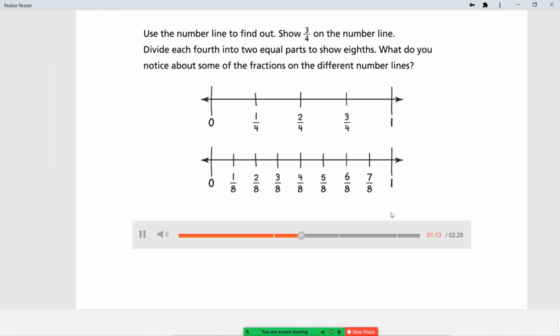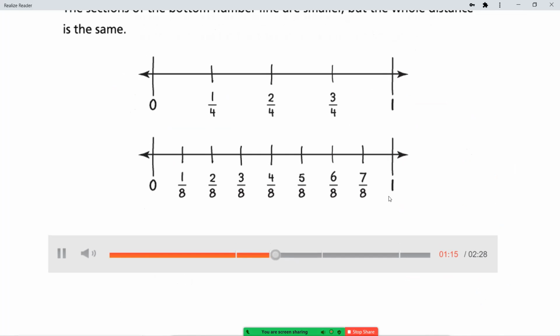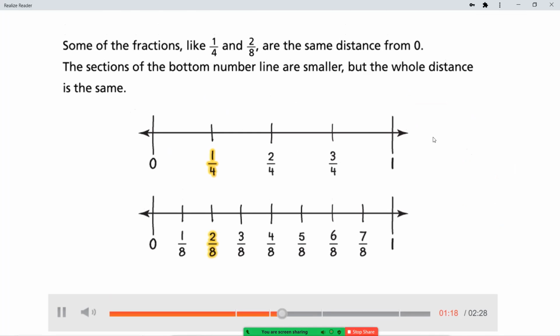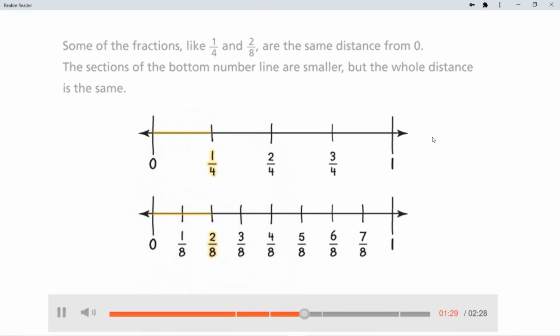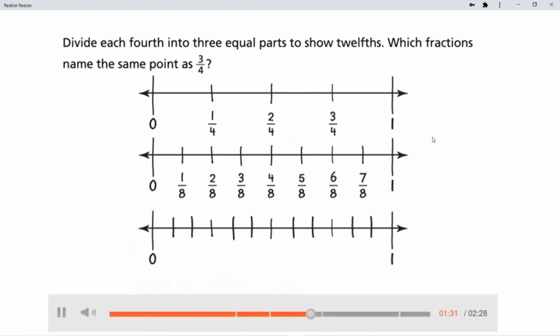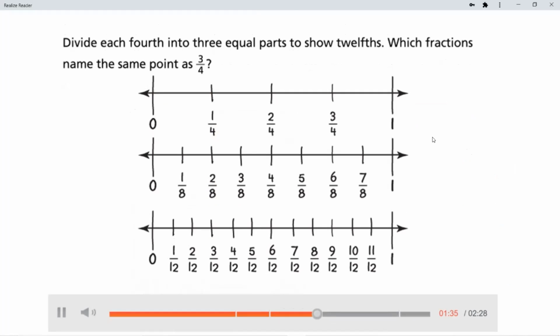Let's go back to our lesson video. Some of the fractions, like 1/4 and 2/8, are the same distance from 0. The sections of the bottom number line are smaller, but the whole distance is the same. Divide each fourth into 3 equal parts to show twelfths. Which fractions name the same point as 3/4?